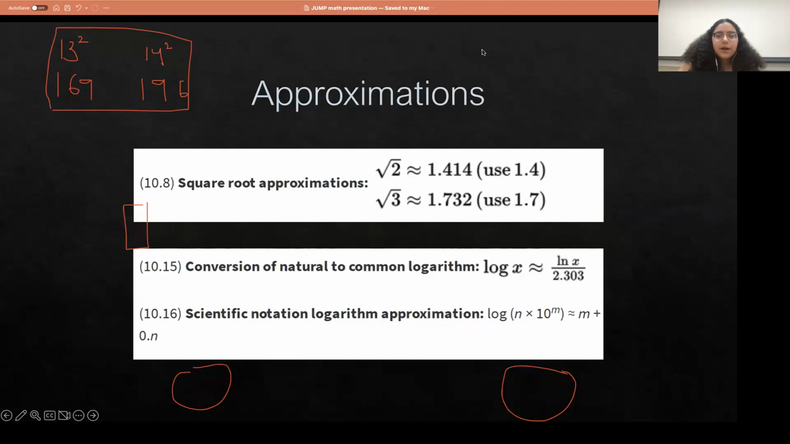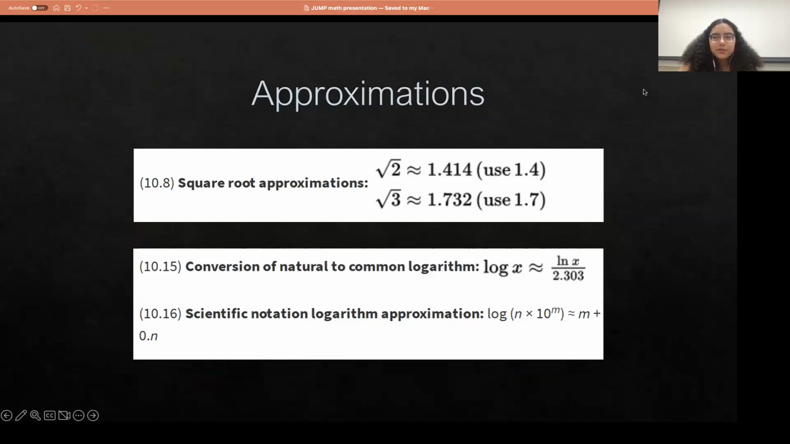So knowing the square root of 2 and 3 can come in handy. You'll also need those for trig, which is in a few slides. So good to know. The next ones I found in the Kaplan book.